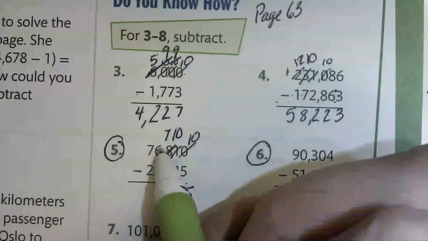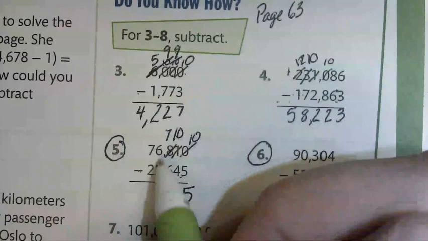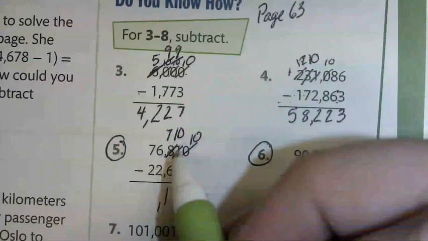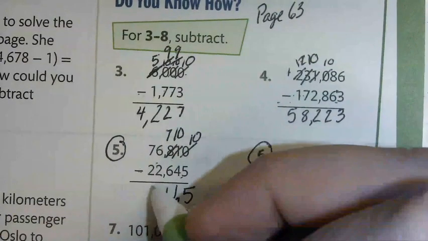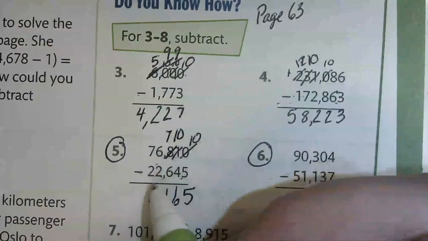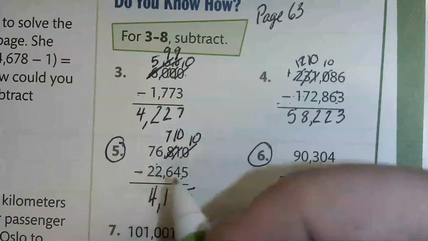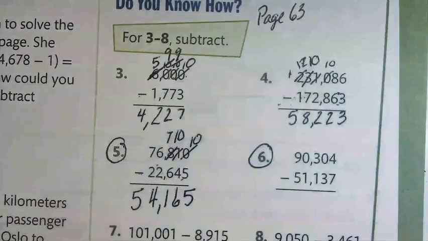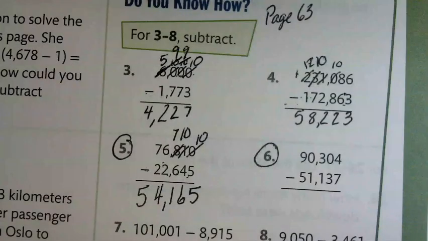In my thousands, 6 minus 2. 6, 7, sorry, backwards. 6, 5, 4. And then in my 10,000s place, I've got 7 minus 2. 7, 6, 5. So my answer is 54,165.